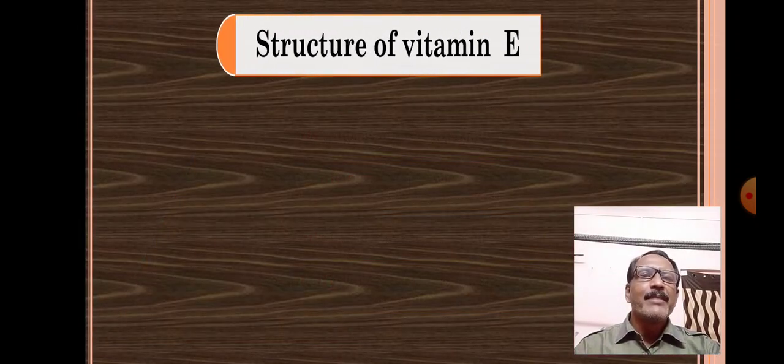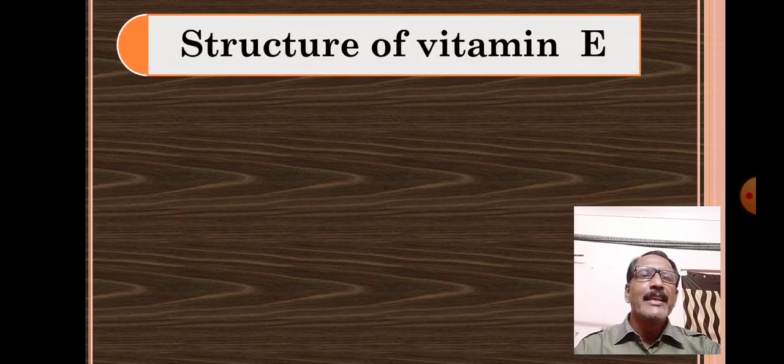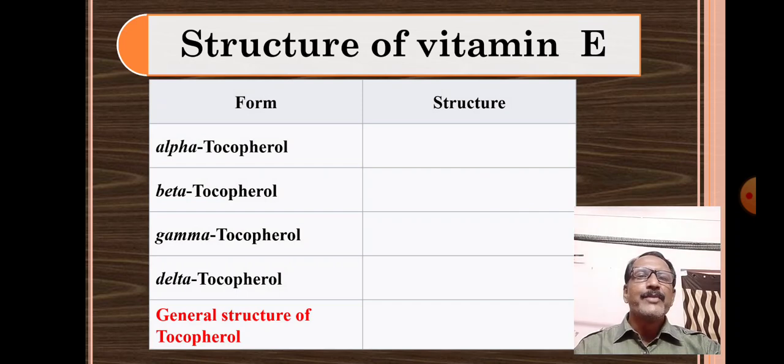Now we'll see the different structures of vitamin E. The structure of vitamin E is shown here. As we know, there are 4 vitamin E's, that is alpha, beta, gamma and delta. Alpha tocopherol, beta tocopherol, gamma tocopherol and delta tocopherol, these are different forms of vitamin E.